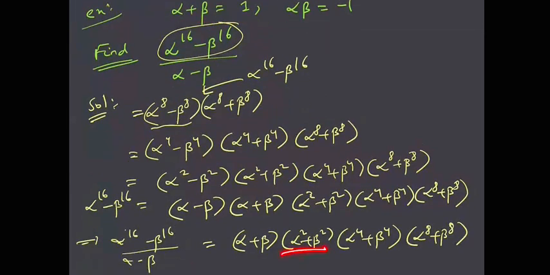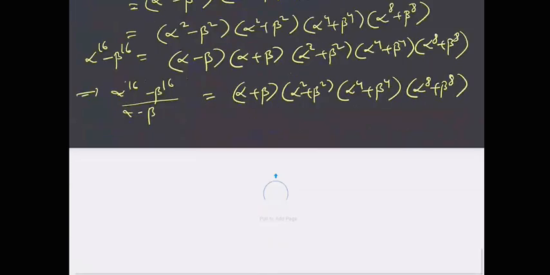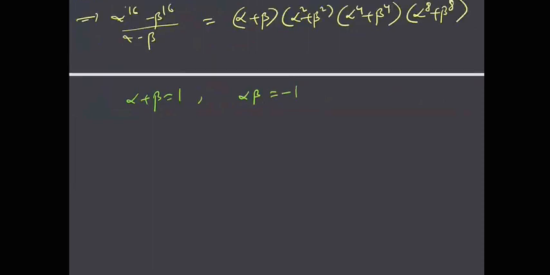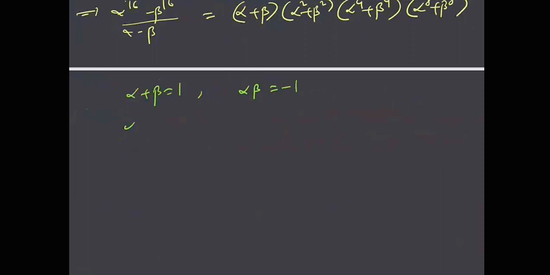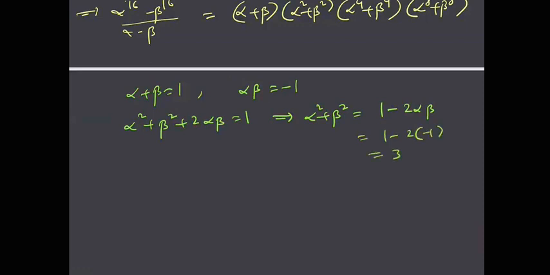Okay, alpha square plus beta square, all these terms you need to find. So let us find out one by one. So alpha plus beta is 1 and alpha beta is minus 1, right? Yes. So let us square this. On squaring, we'll get alpha square plus beta square plus 2 alpha beta is 1. So we'll get alpha square plus beta square is 1 minus 2 alpha beta. So that is 1 minus 2 into minus 1, which is 3.